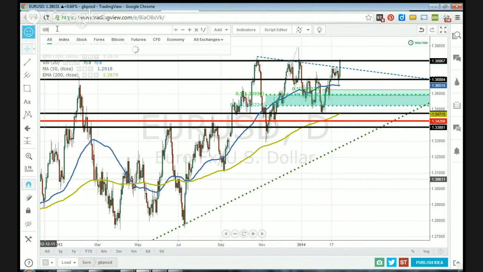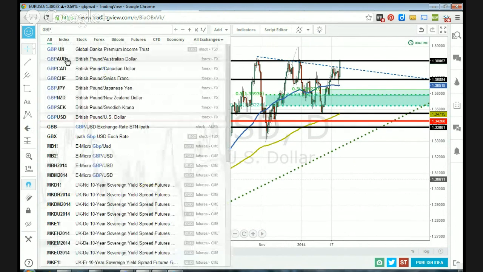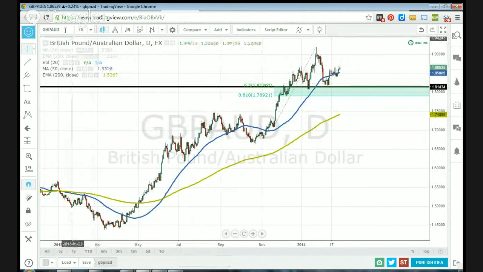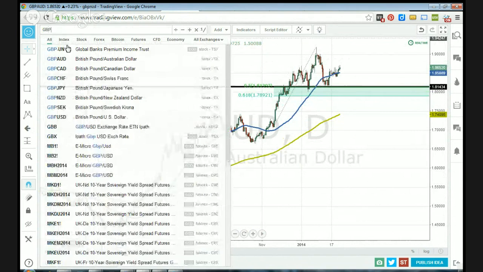Pound Dollar, let's move to that one, or pound currency pairs in general. Pound Aussie, same situation: uptrend, not getting a pullback. So we pass. Pound Canada.